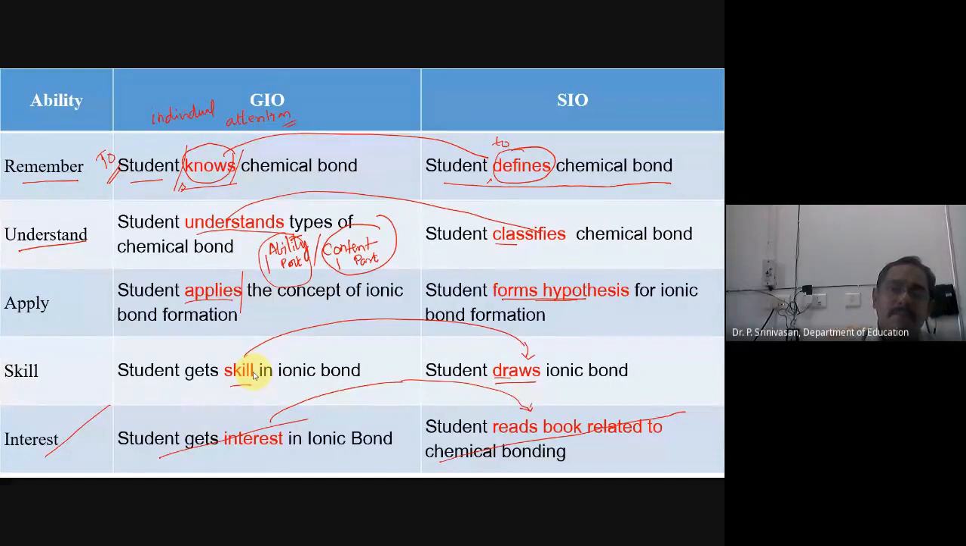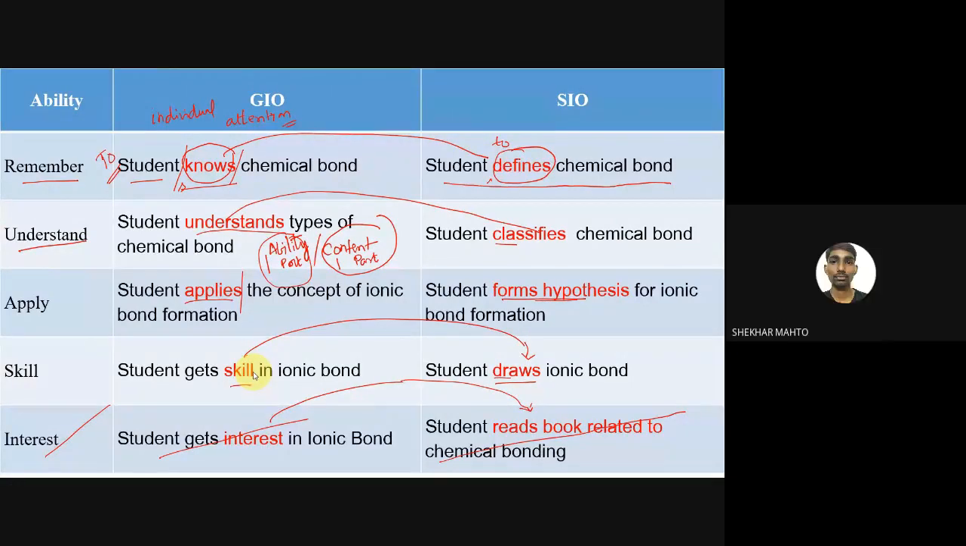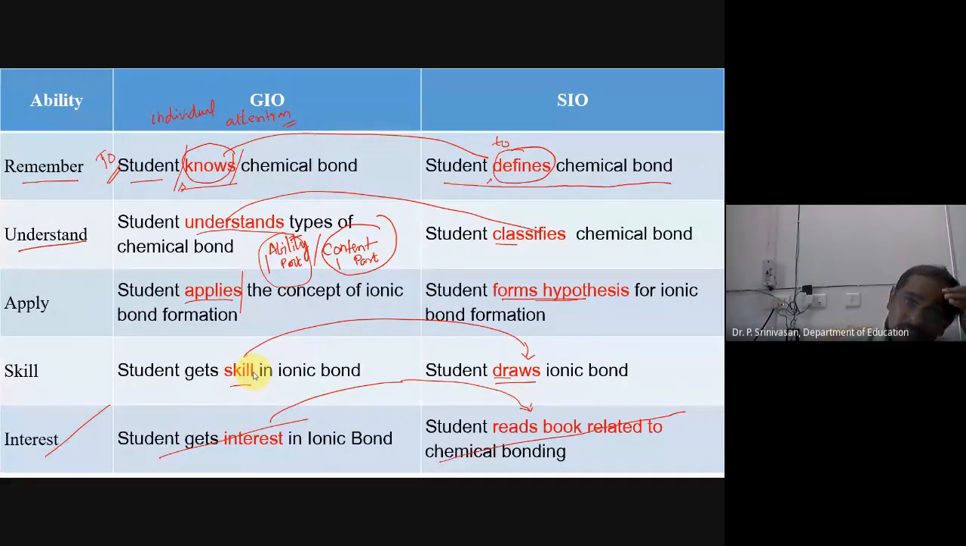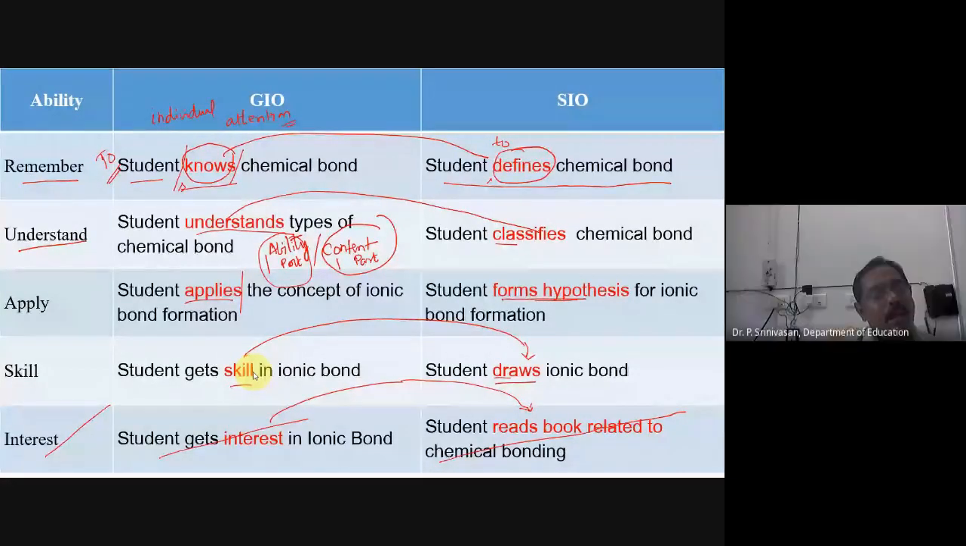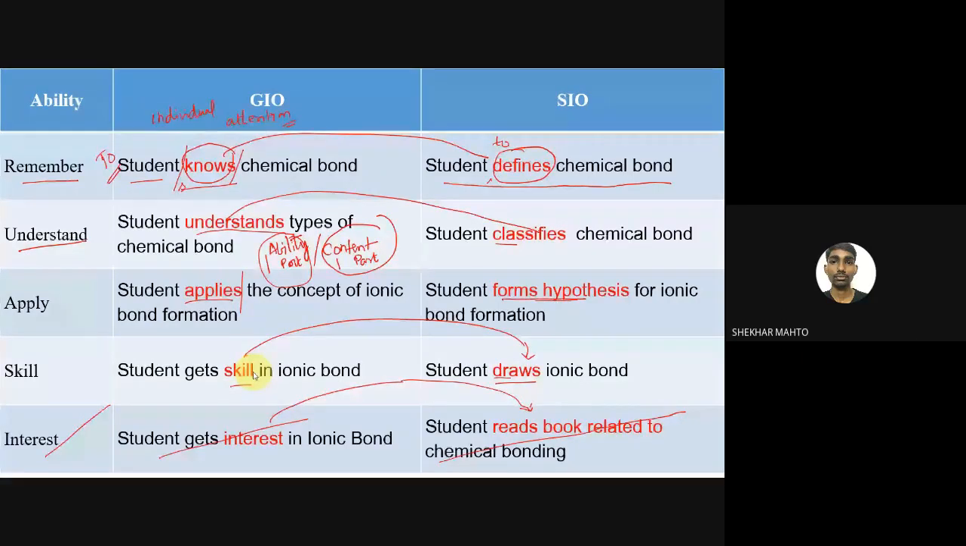Oh, it defines in one word. Yeah, that comes under... Tell me, you can tell. Student defines in own words, where should we fix it? It should be in understand. Correct. Your answer is correct. Student defines chemical bond in his or her own terms comes under understand, SIO of understand. That's correct. Yes. Okay.